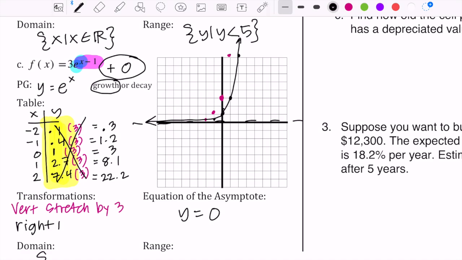Domain: x such that x is an element of the reals, and the range: y such that y, and is it above or below the horizontal? It's above, so it's going to be greater than.